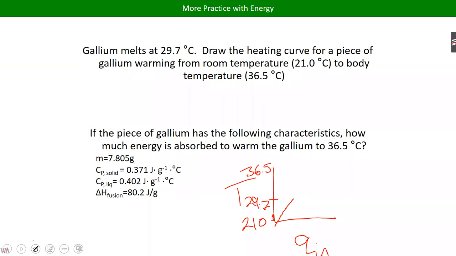And so since gallium's a substance you don't have that much experience with, I'm telling you where a phase change is. Phase change is at 29.7. So then it goes through a phase change where you keep putting energy in, but nothing changes. The temperature doesn't change anyway. And then once it's all melted, the temperature can start going up again. So that's all that I mean when I say draw a heating curve or a cooling curve, right? Pretty straightforward.